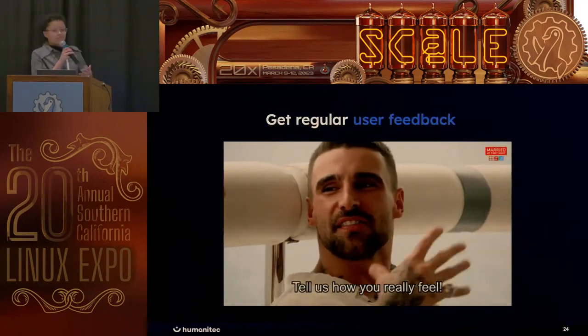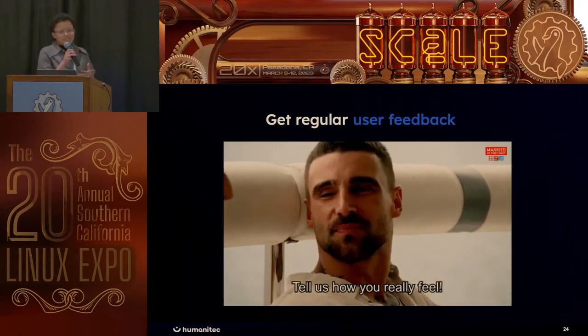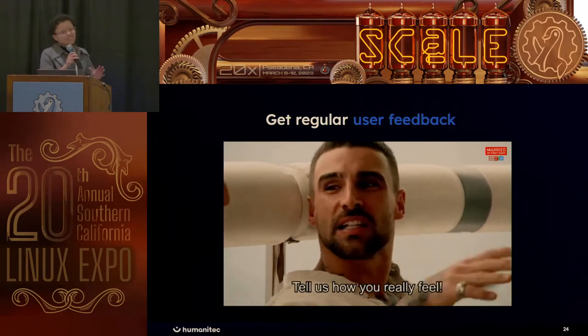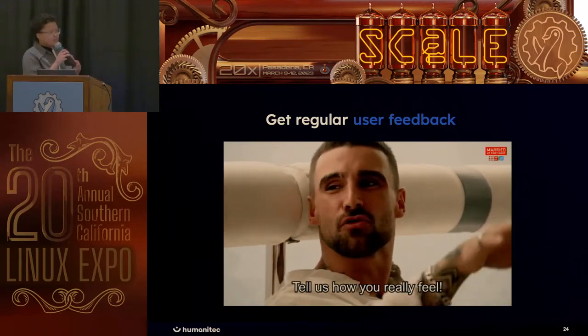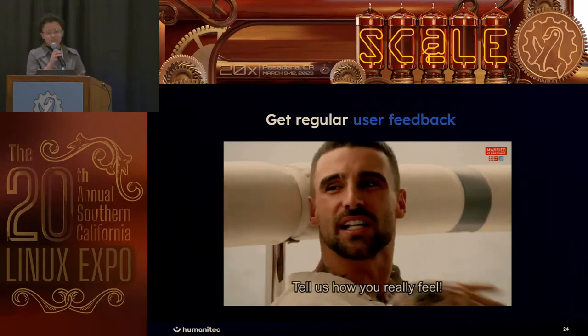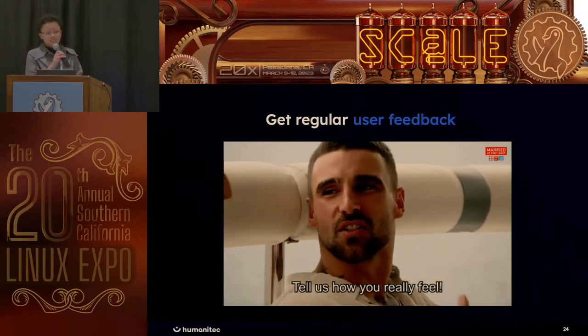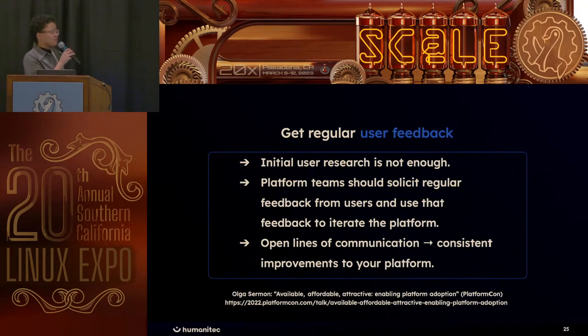Now, once you've built all of your features, you might be thinking, I'm good. But that's not necessarily the case. You're going to want to continue to get regular user feedback so that you know if your platform is actually making the difference that you want it to. The initial user research that you conducted is a good framework to understand what type of feedback you'll want, but it's not enough. You have to keep on coming back. Your platform team needs to solicit regular feedback from your users and then use that feedback to iterate upon the platform and improve it so that it continues to meet your developers' needs.